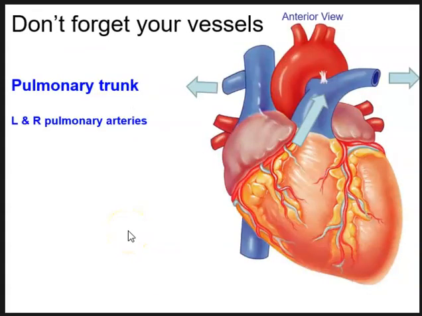Now, don't forget the vessels that are contained within the thorax. So we will be going over models of the thorax as well as vessels that we can see from the heart. So pulmonary trunk, we can see that the pulmonary trunk will then end in left and right pulmonary arteries. Again, these arteries being the only arteries in the body that transport deoxygenated blood.